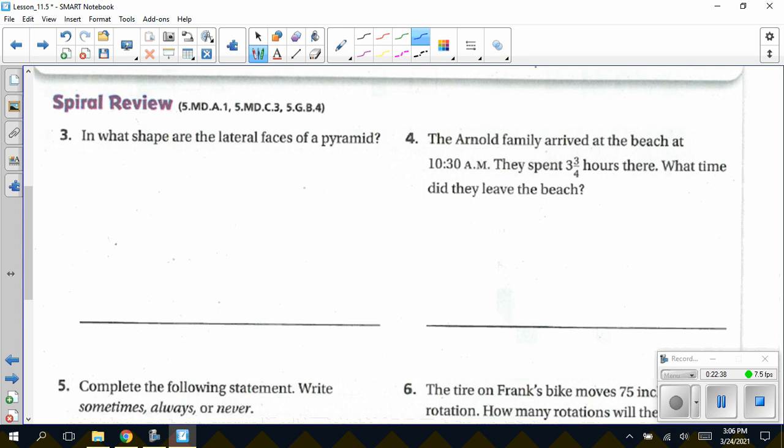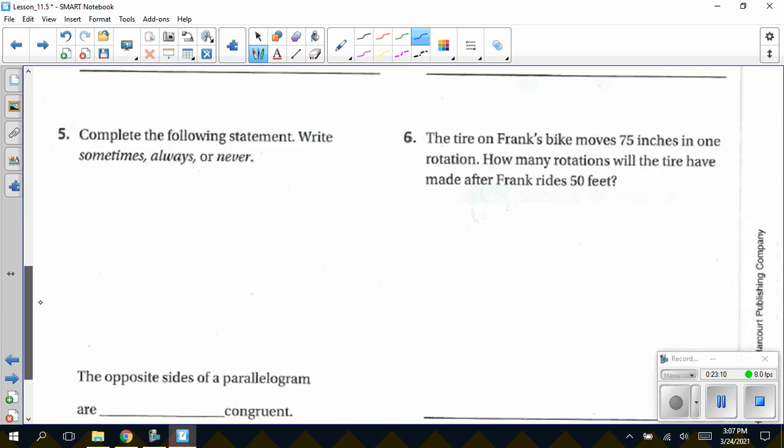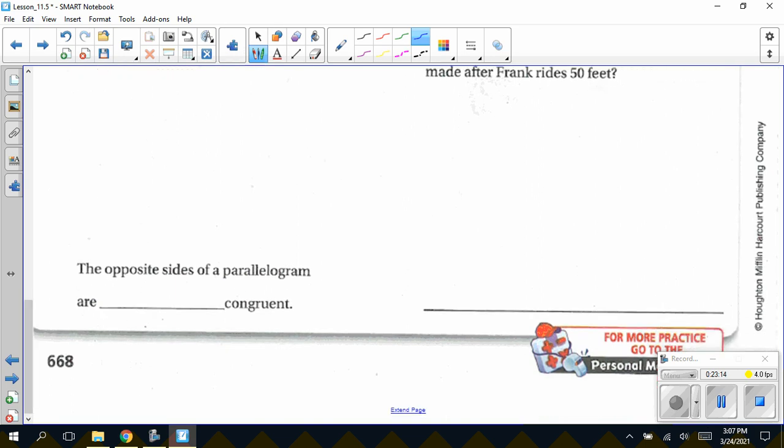Number 4, the Arnold family arrived at the beach at 10:30 a.m. They spent 3 3/4 hours there. What time did they leave the beach? So from 10:30 a.m., I would count up 3 hours. And then, after I've counted up 3 hours, I need to remember that 3/4 of an hour equals 45 minutes. So I need to add on 45 minutes. Number 5, this will be a drop-down box on Schoology. It says the opposite sides of a parallelogram are always, sometimes, or never congruent.